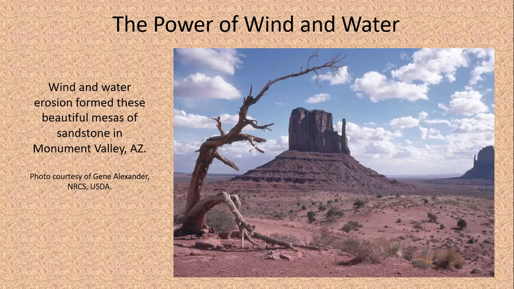An example of wind and water erosion is shown here in the beautiful mesas of sandstone in Monument Valley, Arizona. You can see differential erosion. Some soil in the area was more subject to erosion, and this is like bedrock that wasn't as subject to erosion. But these are beautiful landforms that result from erosion.